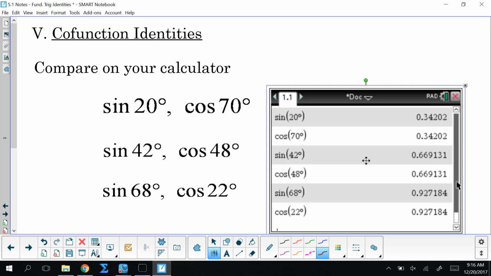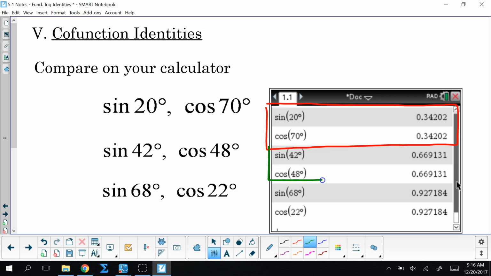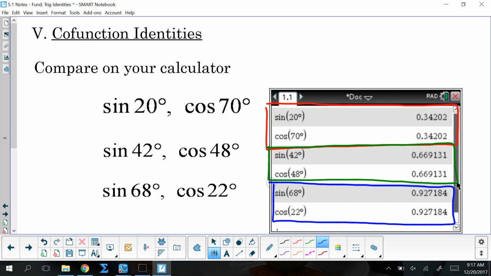Okay? So those two are the same thing. Those two are the same thing. And those two are the same thing. Is that going to happen with every single complementary angle, where the sine of the angle is going to be equal to the cosine of the complement?